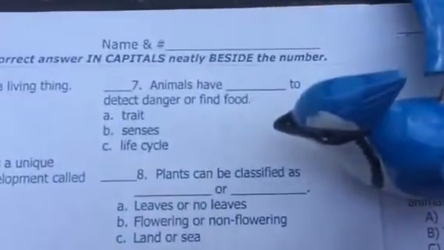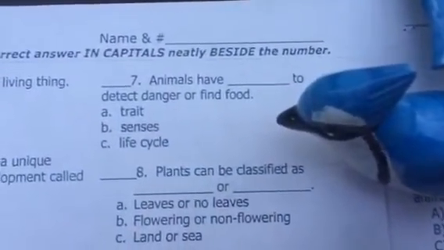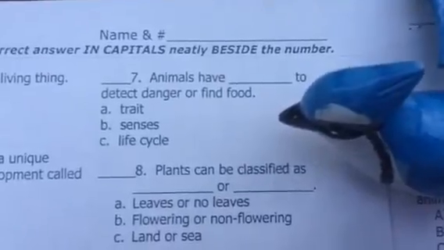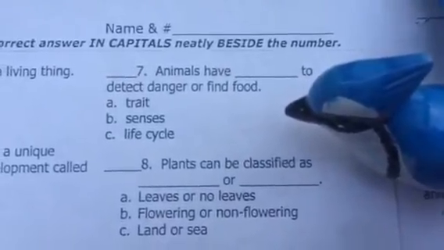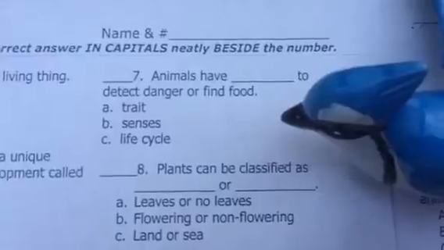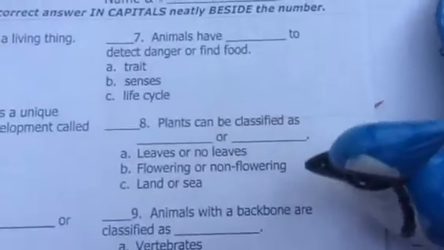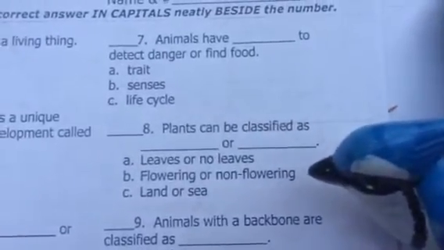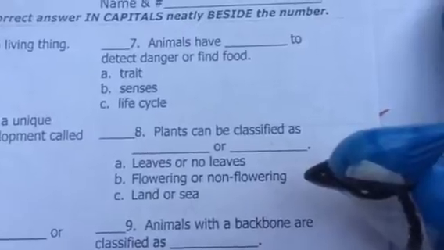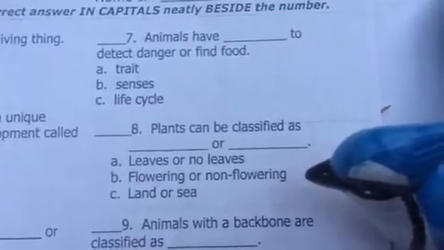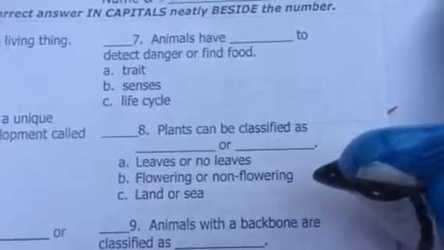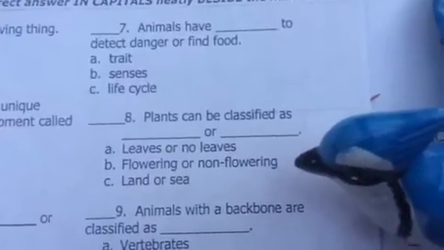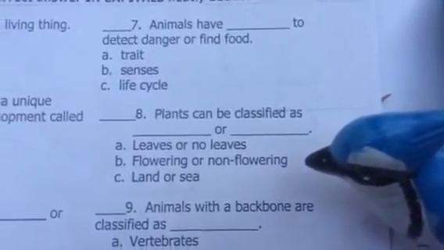7. Animals have blank to detect danger or find food. A. Trait. B. Senses. C. Life cycle. 8. Plants can be classified as blank or blank. A. Leaves or no leaves. B. Flowering or non-flowering. C. Land or sea.